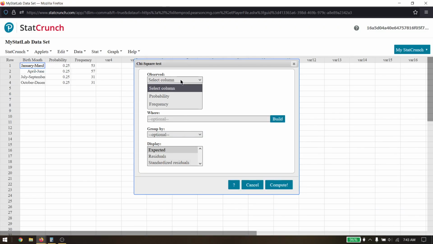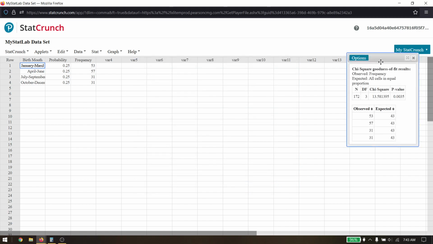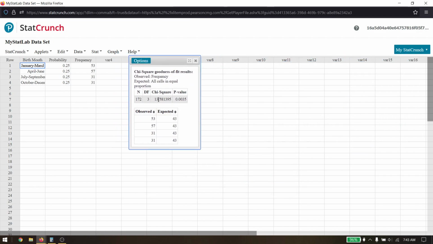So the observed is the frequency. Expected is they're all equal. As you can see, the probability is 0.25. That's what we expect, is they're all equal. So you can either select the column of the probability or just say they're all equal, and then compute. And so here we have the chi-squared test statistic and the p-value.